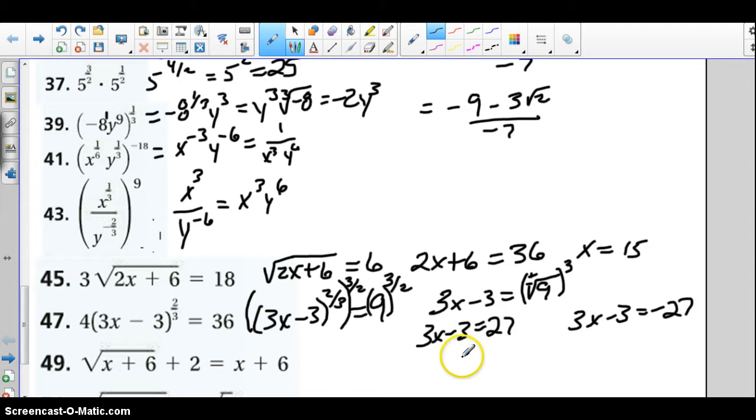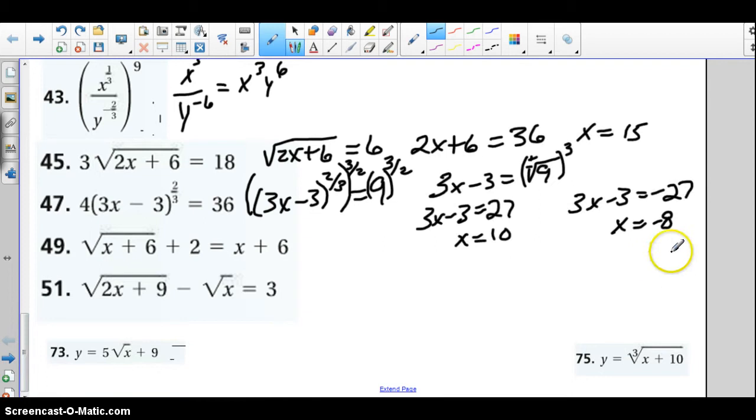Add 3, divide by 3, and then add 3, divide by 3, and those are your two solutions. And again, if you need to check for extraneous solutions, you will obviously plug these back into your function to see if you get a true statement or not. Next one, we're going to go ahead and have to isolate our radical, subtract 2 from both sides.